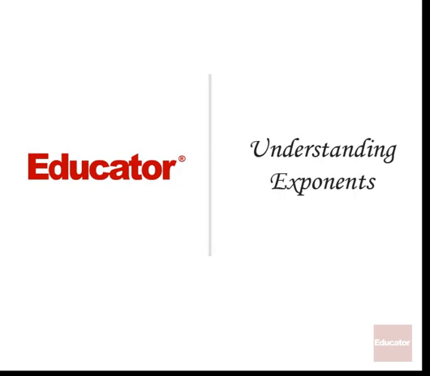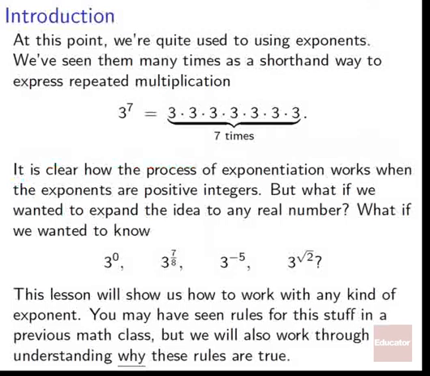Today we're going to talk about understanding exponents. At this point, we're quite used to using exponents. We've seen them a bunch, and we just did them a whole lot when we were working with polynomials. So we know that an exponent is just a shorthand way to express repeated multiplication. For example, if we had 3 to the 7th, that would be a way of just saying 3 times 3 times 3 times 3 times 3 times 3 times 3. That's 3 multiplied by itself 7 times. So the number of times it multiplies is what the exponent is.